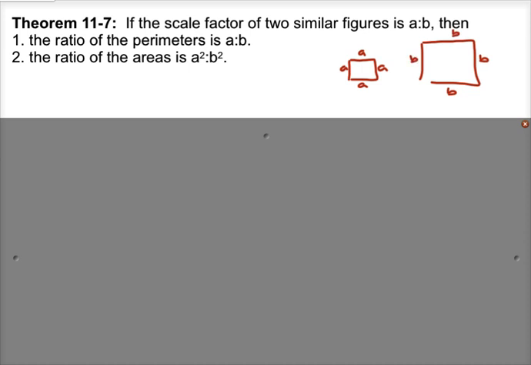Well, if I did the perimeters, I'd get 4a on the left and 4b on the right. And if I reduced between 4a and 4b, I would just get a to b. If I did the areas, though, the area of the square on the left is a squared, the area of the square on the right is b squared, so the areas end up getting squared. So perimeters, same as the scale factor, the areas end up getting squared.